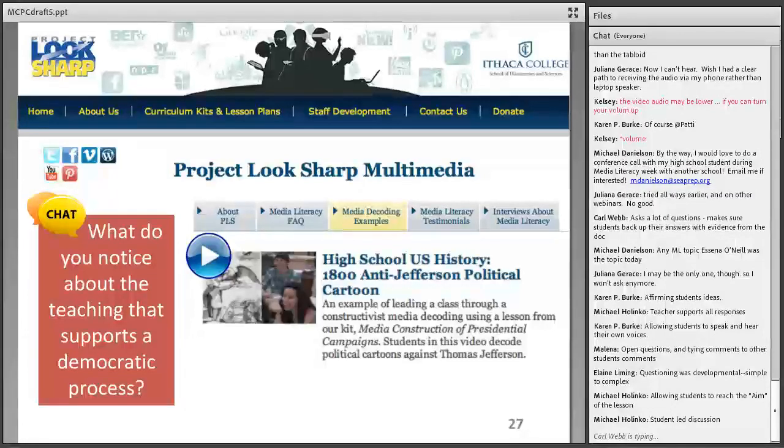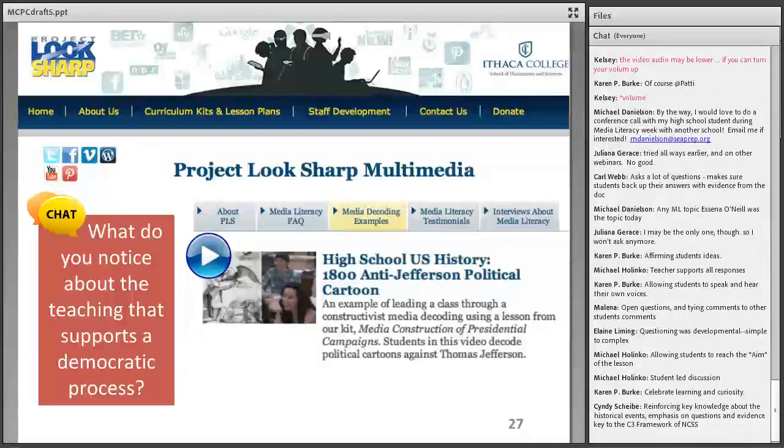And the questioning was very deliberately developmental. Simpler questions first. What did you notice? What's your evidence? How does this tie to what we just saw before, what we've been studying about? These kinds of questions that are developmental both support the teaching of core content around American history, but also help students develop a better understanding of media literacy process. And allowing students to reach the objective of the lesson itself, which has to do with democratic process. Student-led discussion, celebrating learning and curiosity, and reinforcing key knowledge. Great.